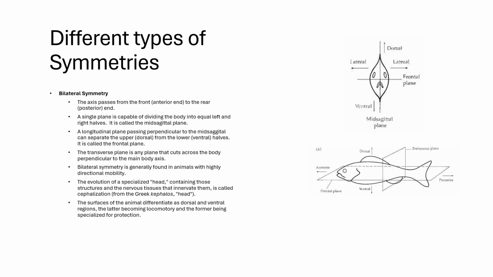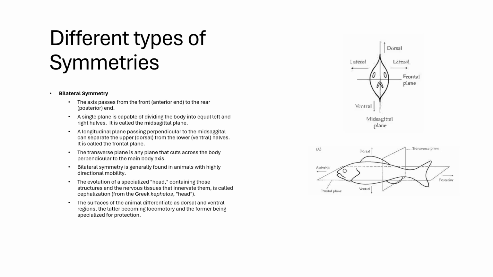Bilateral symmetry is generally found in animals with highly directional mobility. Most of the higher organisms have bilateral symmetry, and it is also characterized by the presence of a specialized head, which also contains all the nervous tissues. The other thing is that the surfaces of the animal differentiate into dorsal and ventral regions, the latter becoming locomotory and the former being specialized for protection.